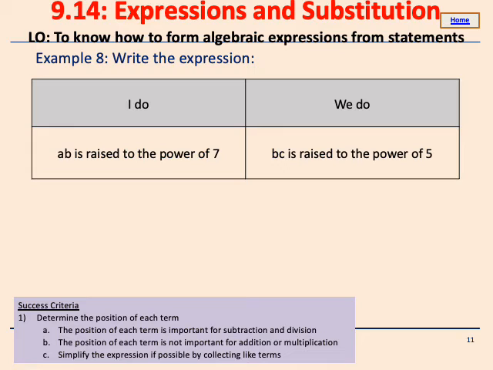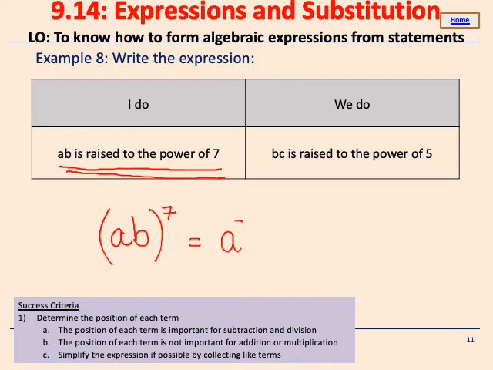So now we're looking at returning to indices and powers. So I'll write an expression for this. So AB is raised to the power 7. So we have to remember that the 7 is being applied as a power to both variables, the A and the B. So we could also write that as A to the 7, B to the 7. Now pause the video and solve the we do. Give yourselves 30 seconds.